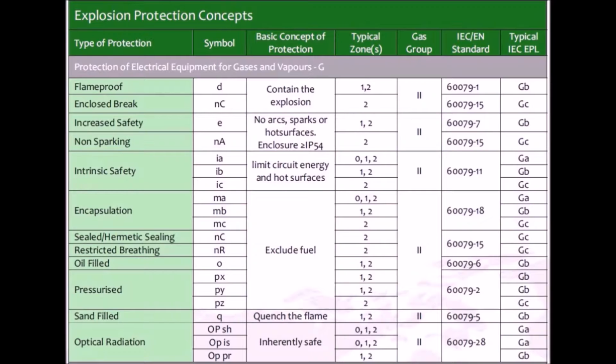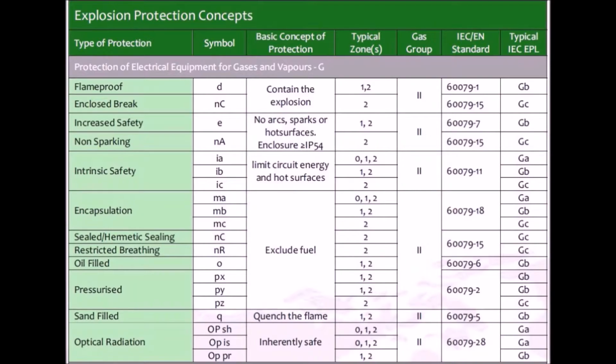This particular chart has newer codes and symbols. We have encapsulation, symbols MA for Zones 0, 1, and 2, MB for Zones 1 and 2, MC for Zone 2. Then there's hermetically sealed, NC for Zone 2. Then there's restricted breathing, NR for Zone 2. Oil-filled, symbol O for Zones 1 and 2. Those are designed to keep the flame out.